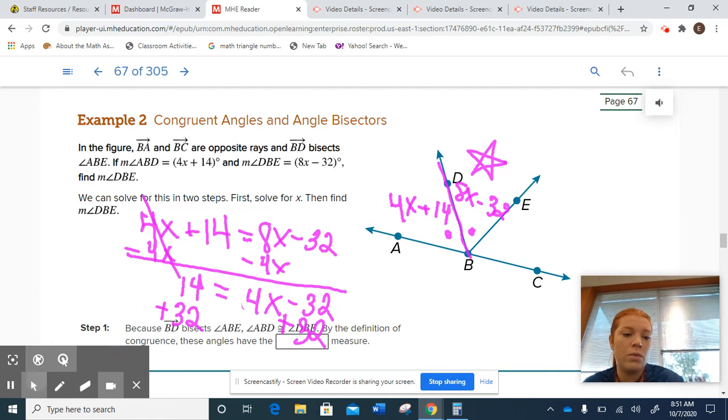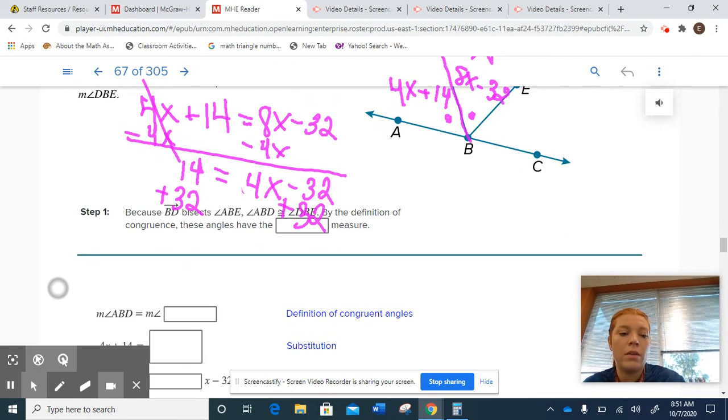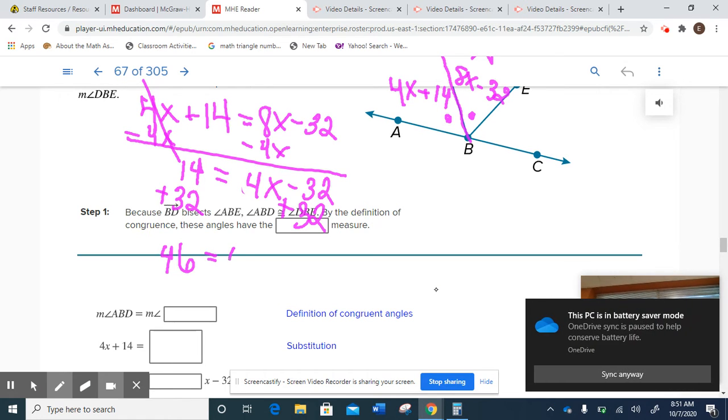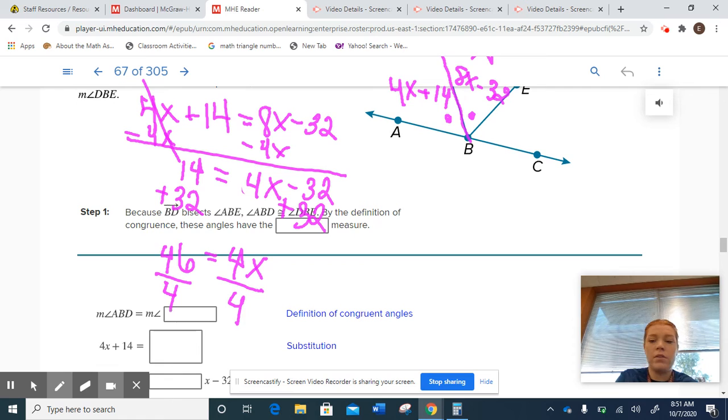I'm kind of getting into the words here. Wish they would give you more space. We get 46 equals 4x divided by 4. I don't know that off the top of my head. I think it's 16, but I gotta be sure. Nope, I was way off. 11.5. So x is 11.5.